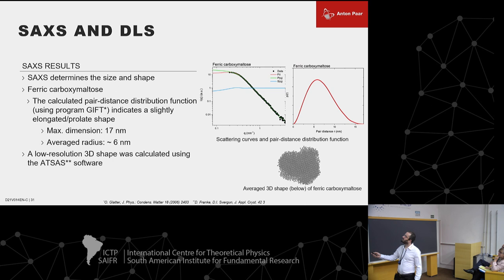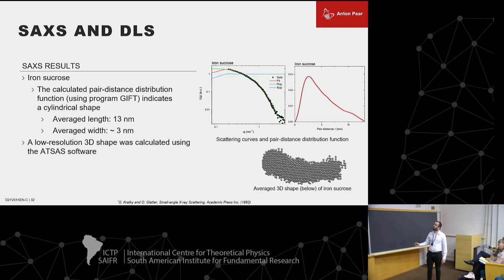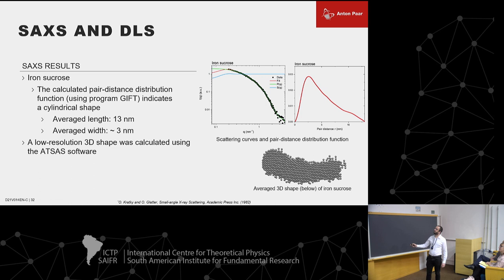The same was done with the iron sucrose. We can see the material is slightly different from the results found by DLS. We can see the average length of around 13 nanometers and the average width of 3 nanometers. Using the same software with the same setup in the SAXS instrument, it was able to determine this 3D, more elongated, cylindrical shape of this material, this iron sucrose, right?